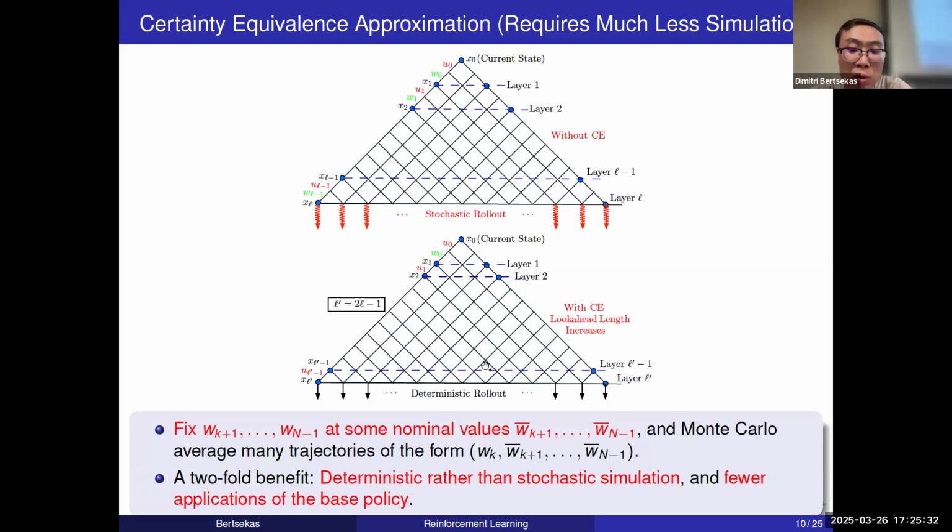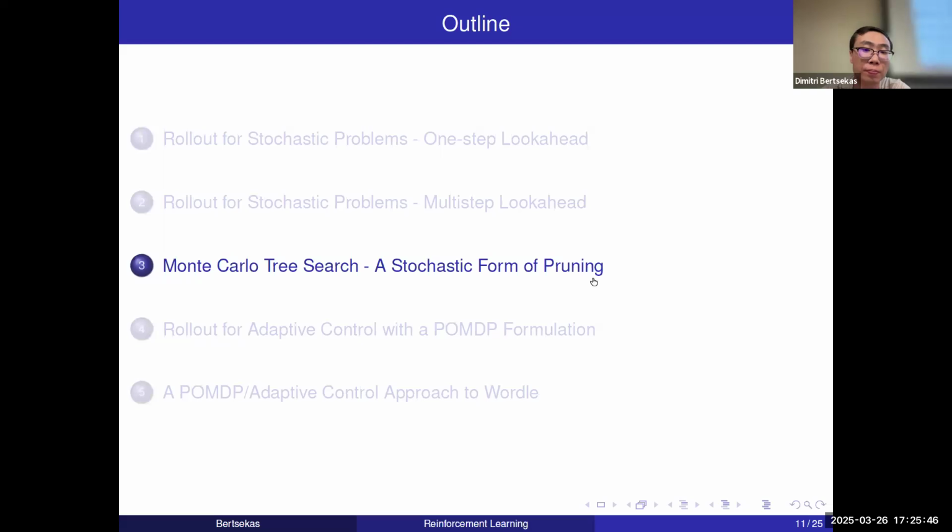So there are two big savings in the stochastic certainty equivalence method. Therefore, it requires much less simulation. Any questions here?